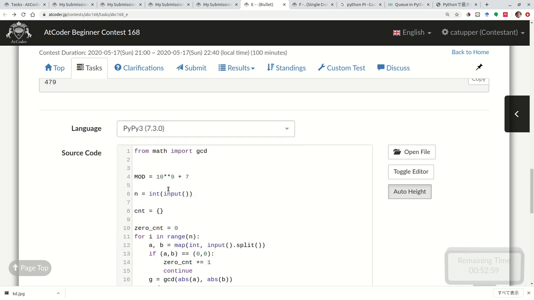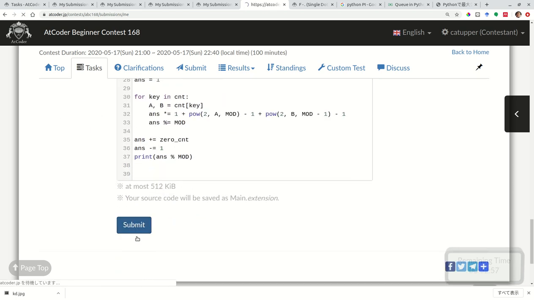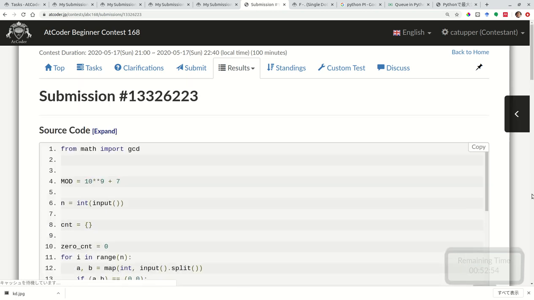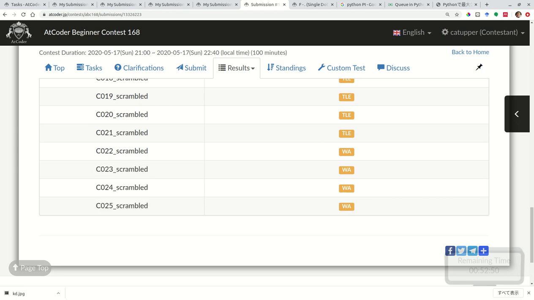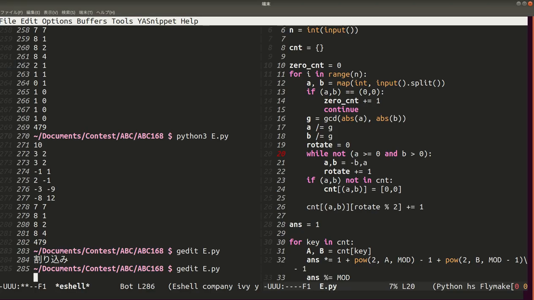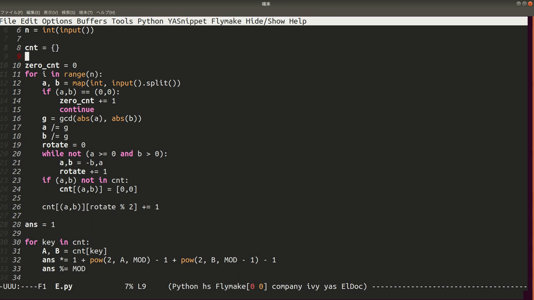Go. And I found it gets wrong answer. Not TLE. Wrong answer. So maybe we have some wrong logic in this code. Get GCD divided by this. Nice rotation. So if we have zero in, just go to count this sum. We just pick only one of this, one side.